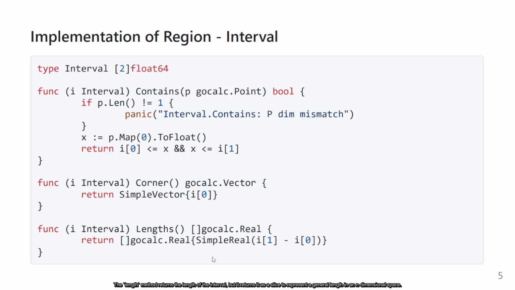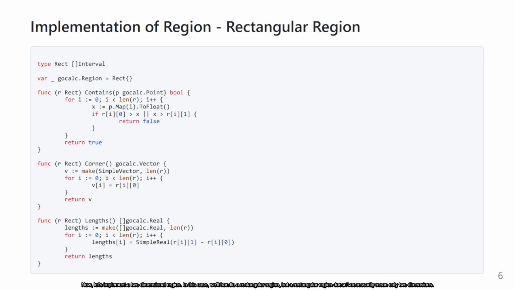an n-dimensional space. Now, let's implement a two-dimensional region. In this case, we'll handle a rectangular region, but a rectangular region doesn't necessarily mean only two-dimensional. For example, in 3 dimensions, it could be a cube. This region can also check if a point lies within it using the contains method. The corner method returns the smallest point within the region, and the length method returns the length along each dimension.